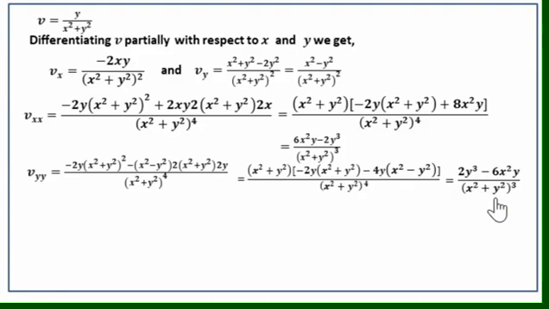So what is vxx plus vyy? Add these two. So we have 6x square y minus 2y cube plus 2y cube minus 6x square y, whole divided by (x square plus y square) whole power 3, that is equal to 0. Okay, so we have v is harmonic.